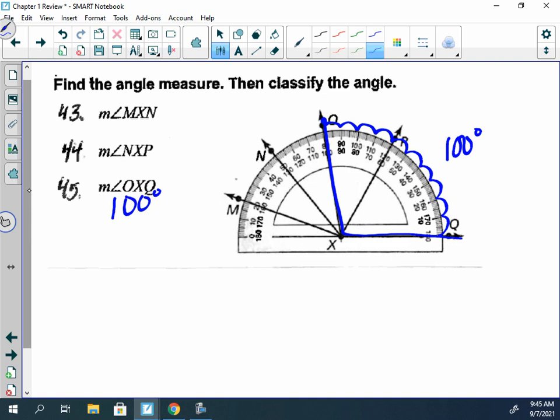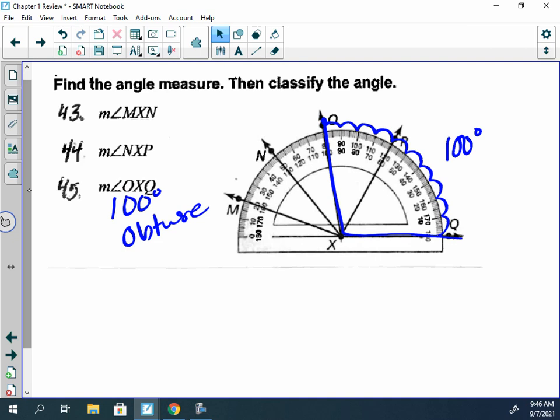So there's really three main types. They are acute, right, and obtuse. So this here would be obtuse because it's greater than 90 and less than 180. Acute angles are less than 90, right angles are exactly 90, and obtuse angles are between 90 and 180.